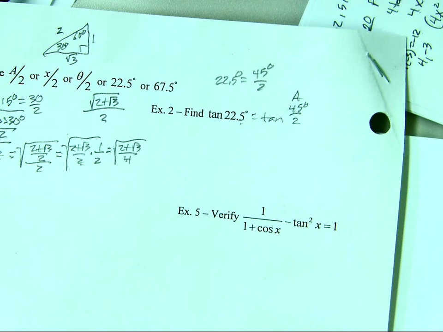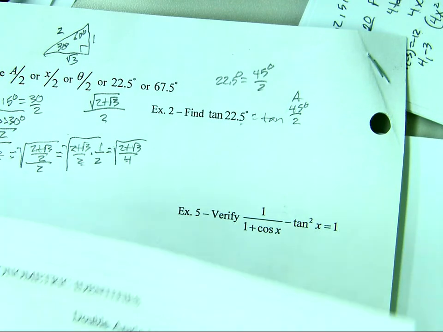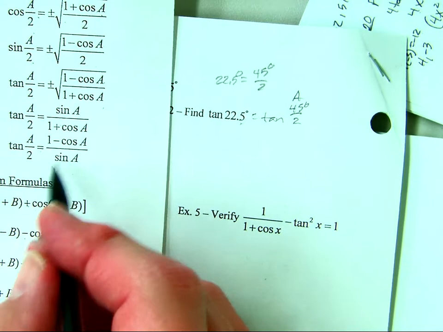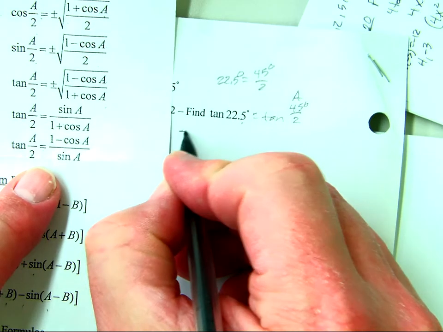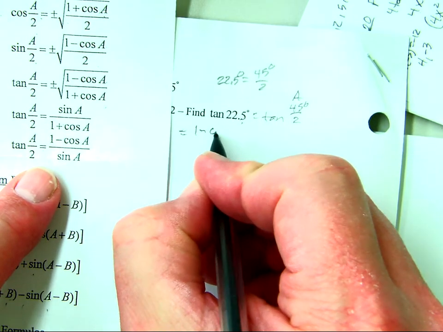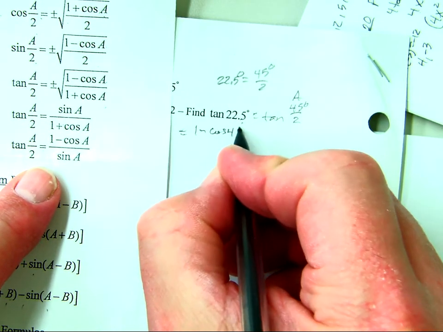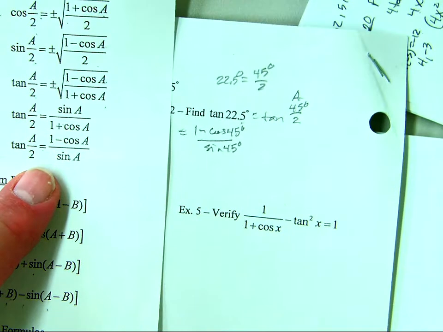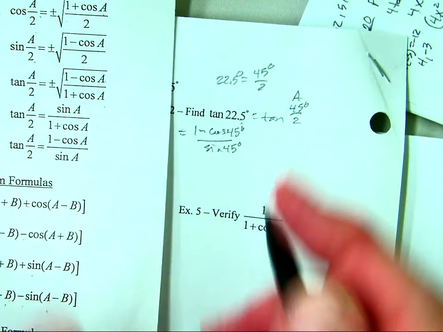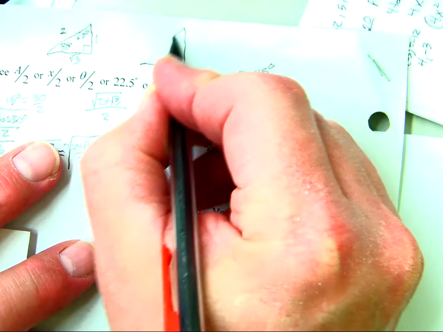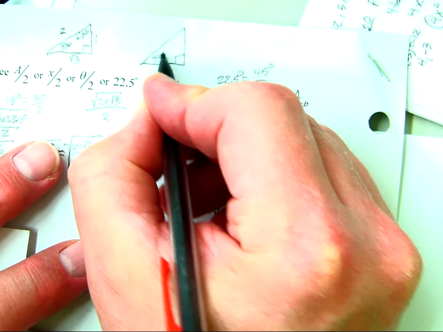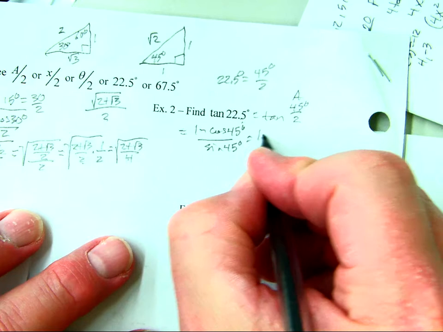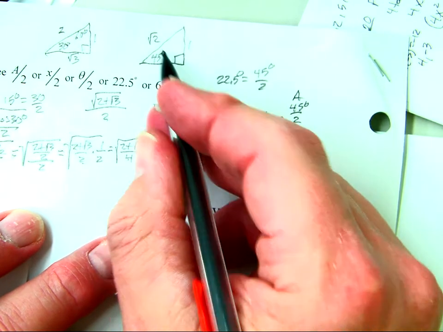So we can use any one of our identities we want. Again, I like the third one. So here, I like this one right here, so I'm going to go ahead and use that one. If we use that one, it's 1 minus cosine A, well, here A is 45, over sine A, so sine of 45. So we just took our identity and plugged 45 in for A. Now remember, on a 45, 45, 90 triangle, if our legs are 1, 1, the hypotenuse is radical 2. So the cosine of 45 is 1 over radical 2.